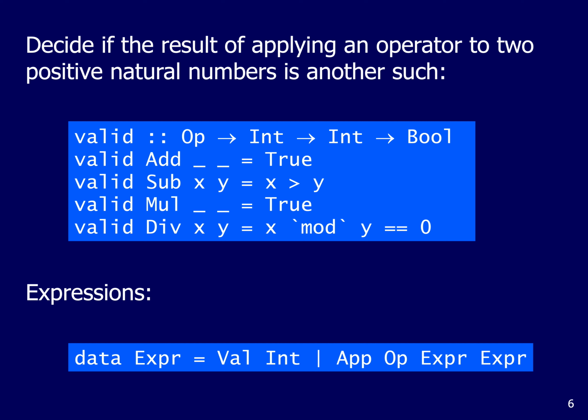A very simple example of using this data type declaration: if I wanted to represent 1 plus 2, that would be very straightforward. I would write app, APP, and then the add operator, ADD, and then I need an expression which represents 1, which is simply val1 in brackets, and then an expression which represents 2, which is simply val2 in brackets.